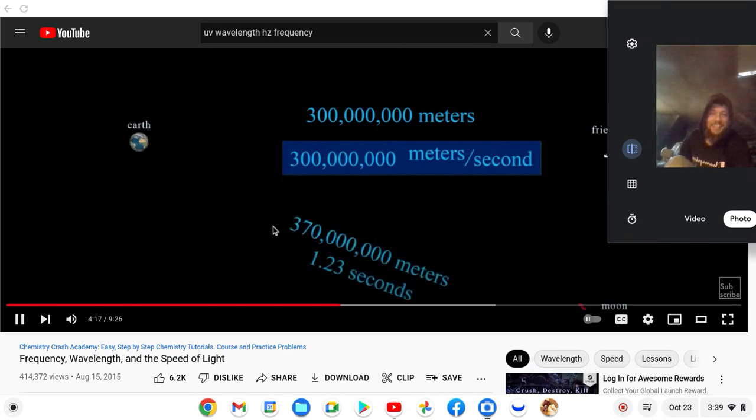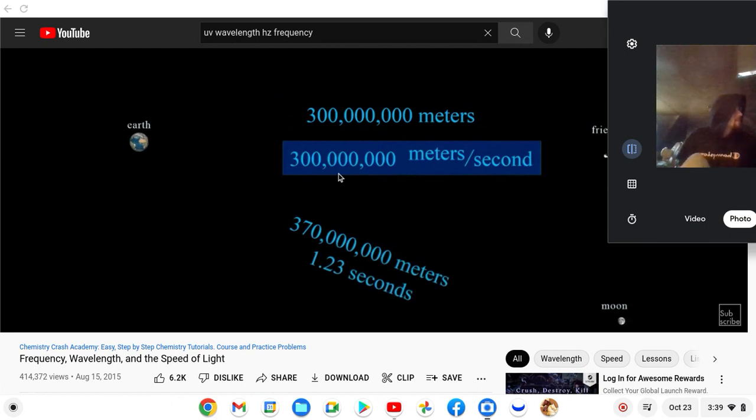It would take 1.23 seconds for your light to go 370 million meters to the moon. The sunlight we see reflected from the moon's surface takes 1.23 seconds to reach the Earth.